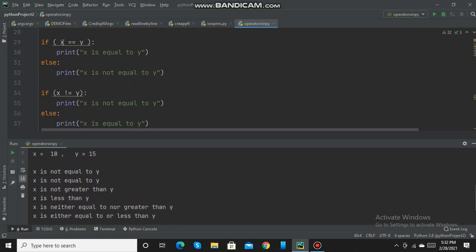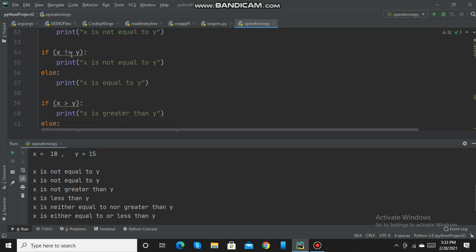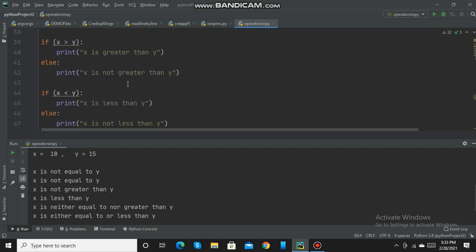So here it is checking x equal to y. x is 10 and y is 15. So x equal to y is not satisfied, it will go to the else and print x is not equal to y. That is this print, first line. Then here it is checking x not equal to y. The condition is satisfied, so it will print this x not equal to y. That is printed here.